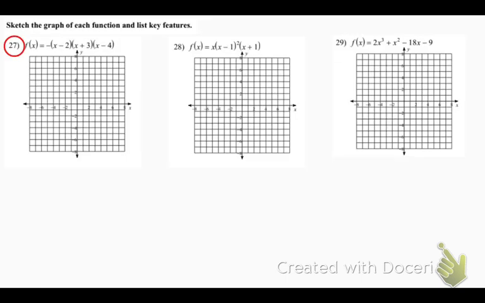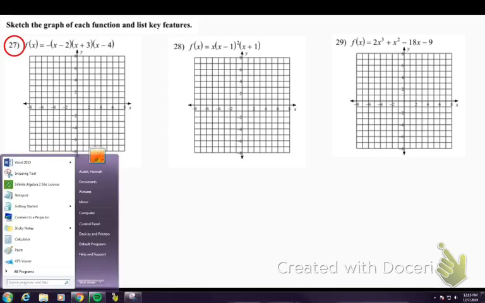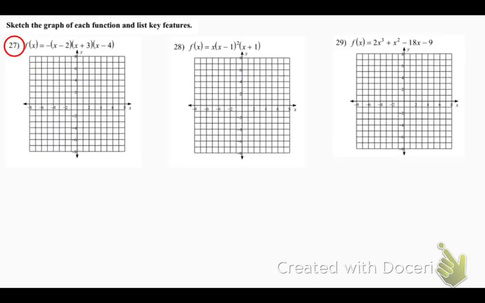Number 27 says sketch the graph of each function and list the key features. So that's for 27, 28, and 29. So our key features are classification and orientation.